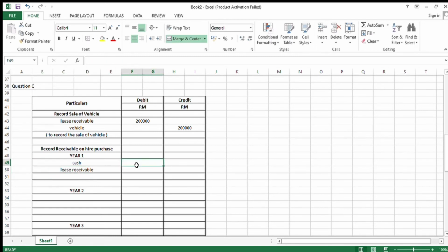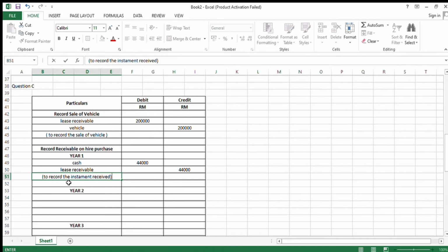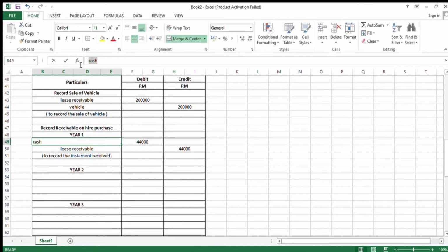So next, we record the receivable on hire purchase. For this part, we must start from year 1 until year 4. The transaction is debit cash, credit lease receivable, and the reason we make this journal entry is to record the installment received. For this amount from year 1 until year 2, debit and credit are the same and the amount is also the same. The amount is 44,000.